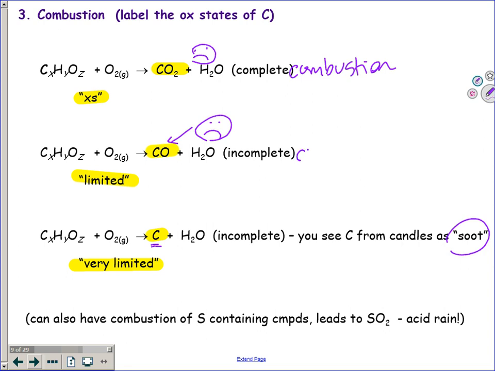So it's incomplete combustion, which is why, what show did I watch? It's got Frank and Claire. Oh gosh. House of Cards, thank you.